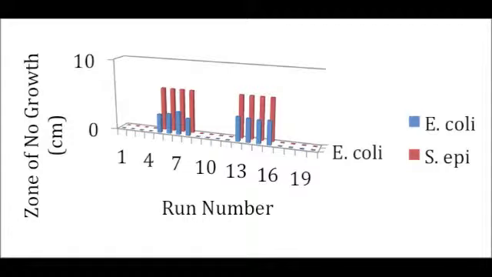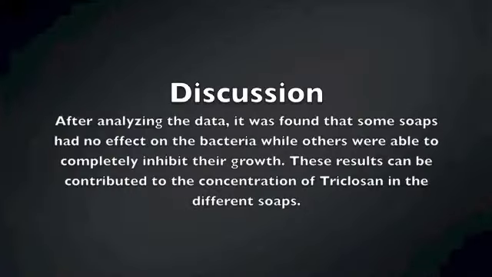This graph shows the raw data collected, with every 4 runs on the x-axis being a different type of soap and the y-axis being the diameter of the zone of no growth in centimeters. The results for E. coli are shown in blue, while S. epi is shown in red. After analyzing the data, it was found that some soaps had no effect on the bacteria, while others were able to completely inhibit their growth. These results can be contributed to the concentration of triglycerin in the different soaps.